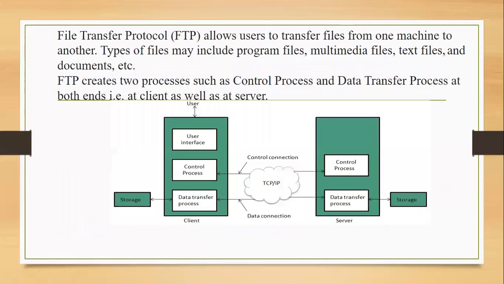Now the next is File Transfer Protocol, FTP. It is basically used to transfer files from one machine to another machine. Any type of file we can send, that is any multimedia file, any text file, any other document, and so on. FTP basically creates two types of processes. The first one is the control process and the next one is the data transfer process.